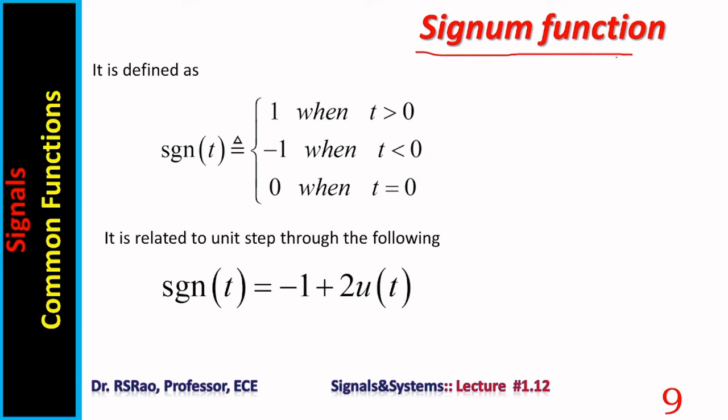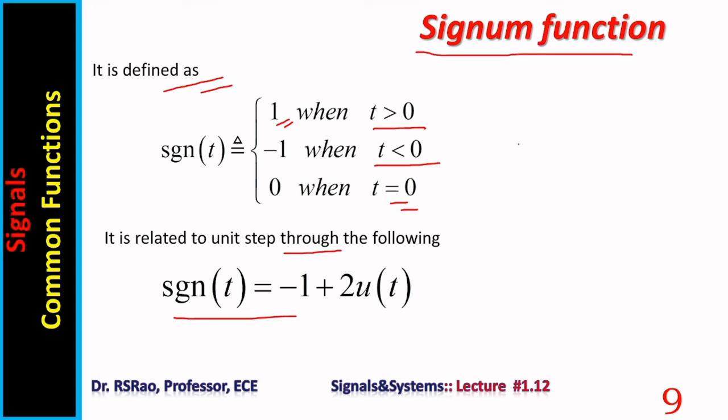Another function we consider an important one is signum function. It is defined as signum t is 1 for positive values of time, minus 1 for negative values of time, and 0 when t equals 0. It is related to unit step through this relation: signum t is minus 1 plus 2 u of t.